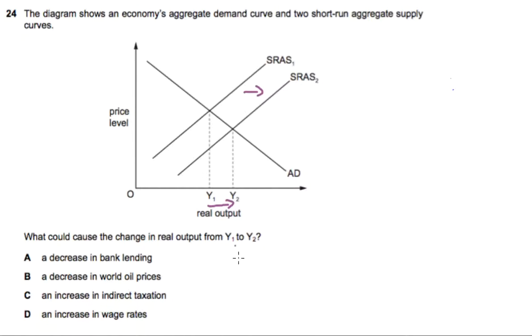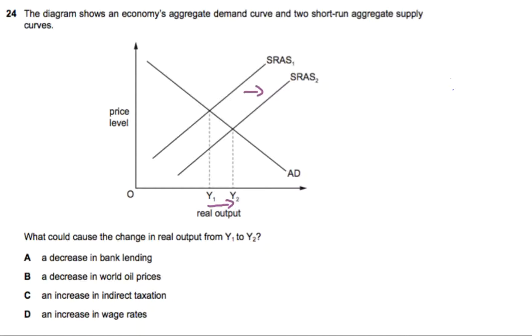So, this could be many factors such as changes in exchange rate or changes in the price of imports. But one thing that is listed in the options is a decrease in world oil prices.